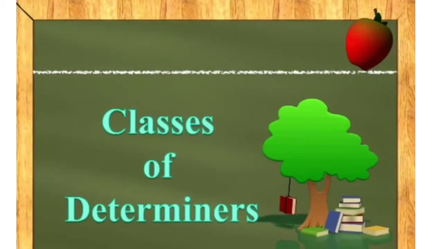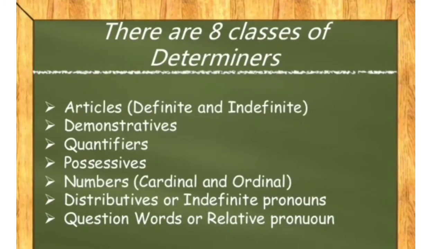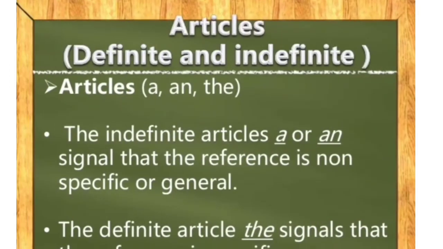Now, classes of determiners. There are 8 classes of determiners: articles, whether definite or indefinite, demonstratives, quantifiers, possessives, numbers, cardinal or ordinal, distributives or indefinite pronouns, question words or relative pronouns. Articles. Now let's talk about definite and indefinite articles.